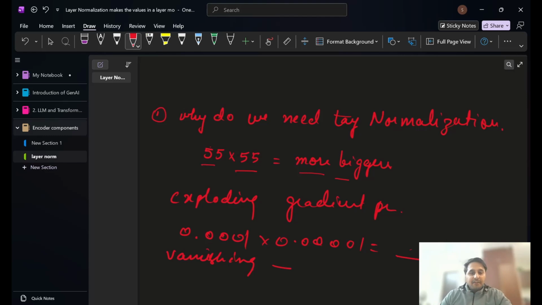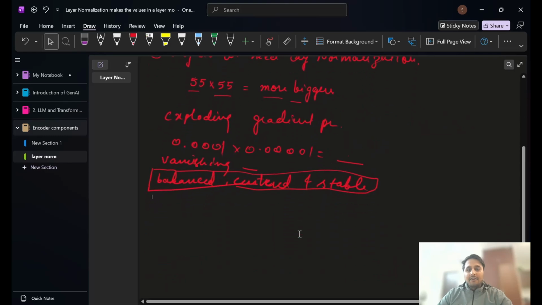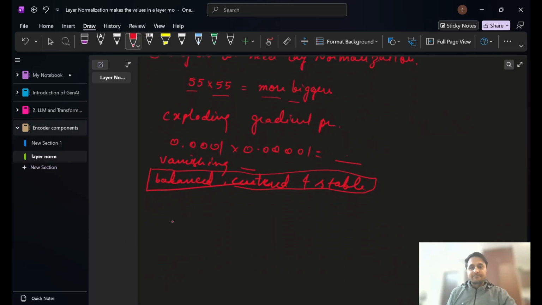So we need a method that keeps our vector values balanced, centered and stable. We want these three conditions to be satisfied in our vectors. Okay, so that is why we are doing normalization.